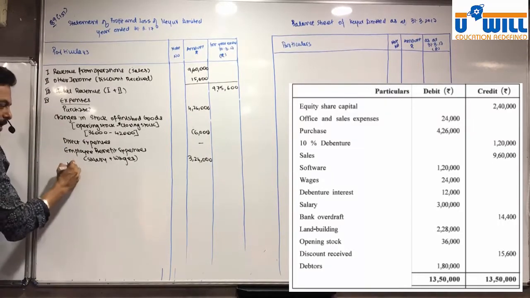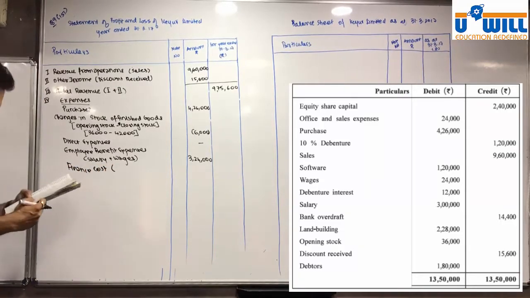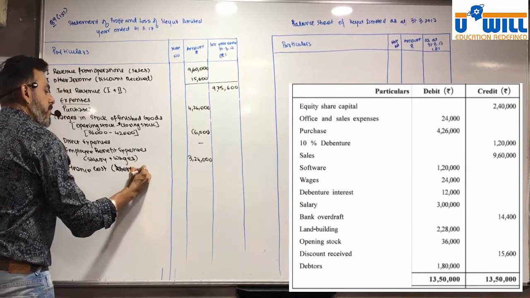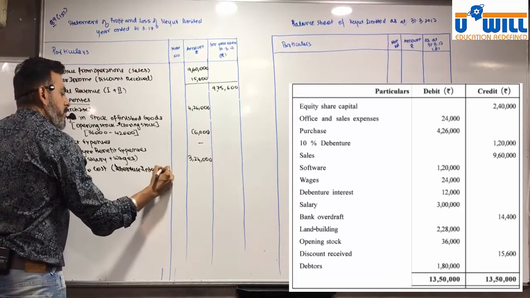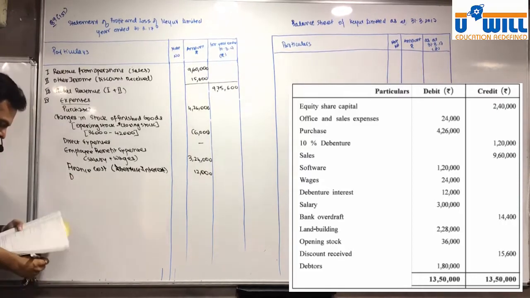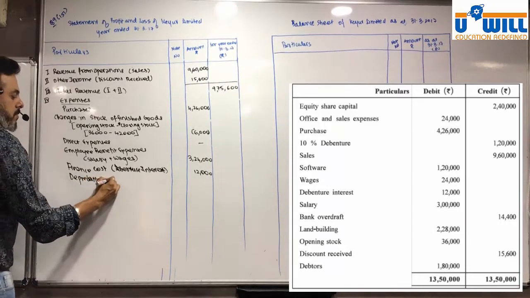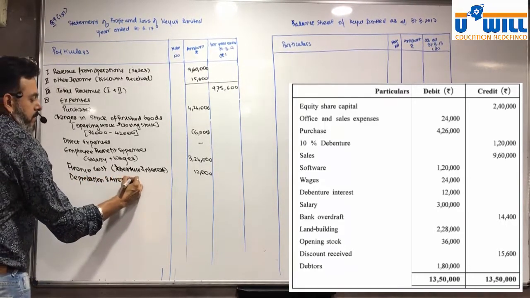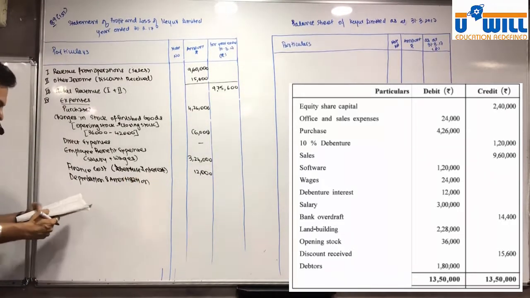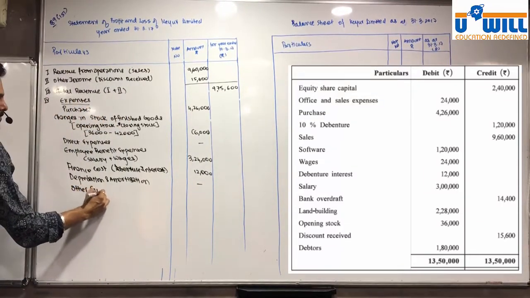C, D, E, F, finance cost. Interest, debenture interest, 12,000. Depreciation and amortization. Is depreciation given? No. Dash.